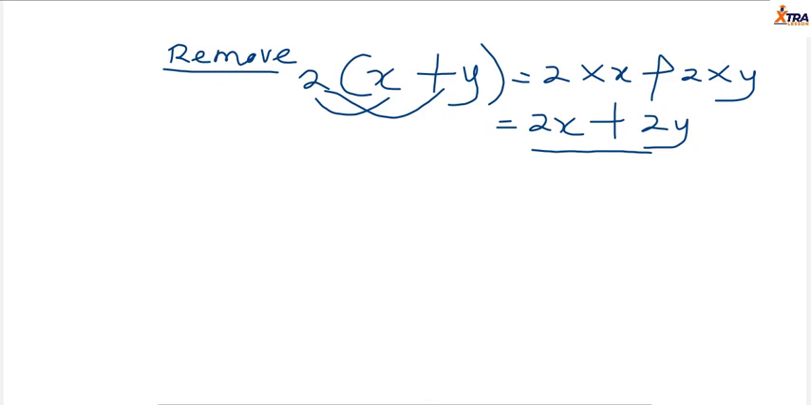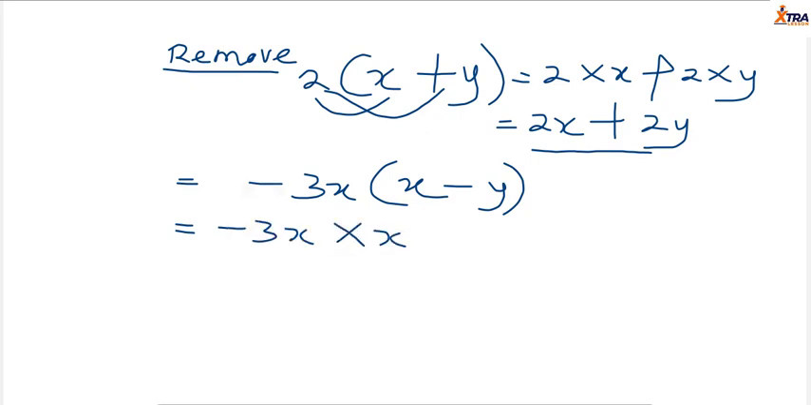Another example on this. Remove bracket from minus 3x in bracket x minus y. To remove these brackets, like I said earlier, you multiply each term in the bracket by the term on the outside of the bracket. So let's do that again. So we have minus 3x times x. That is the first part. Then you have minus 3x times minus y.